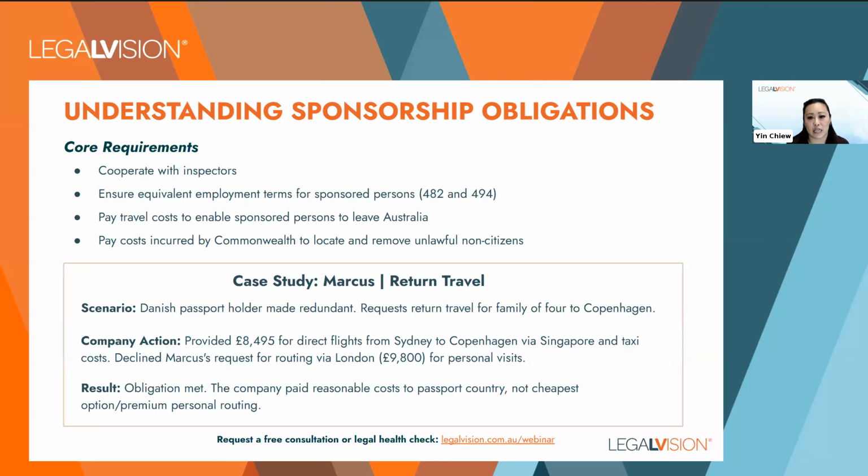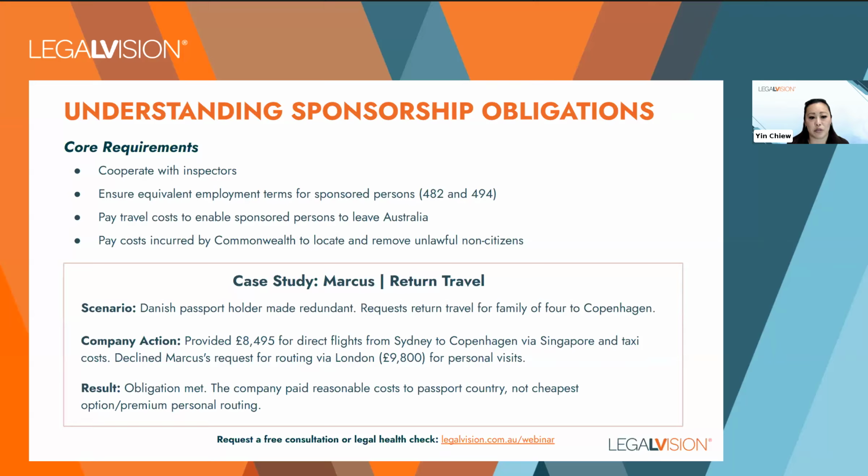Ensuring equivalent terms and conditions of employment. Basically, it's ensuring that you continue to meet the minimum employment entitlements for that sponsored worker, and those minimum employment entitlements have been extended to all your workers, regardless of whether they're Australian or on temporary visas. So you have a uniform employment framework in place within your Australian business organisation.